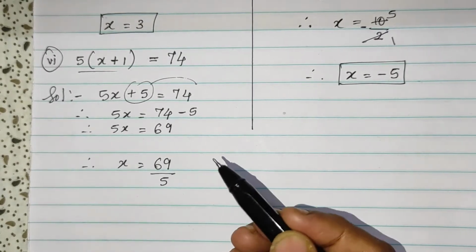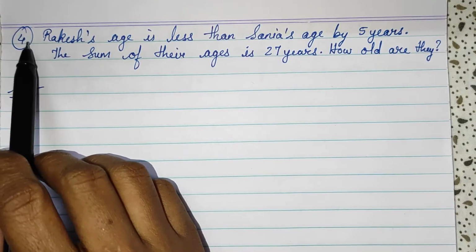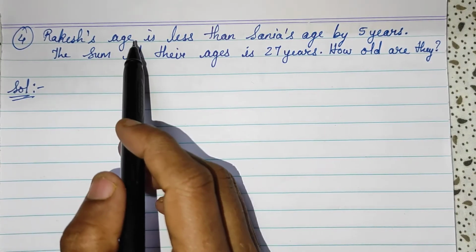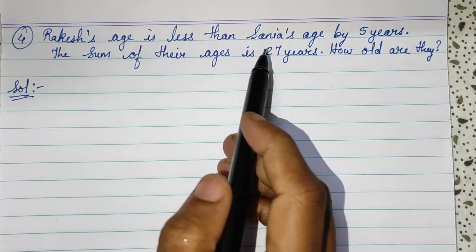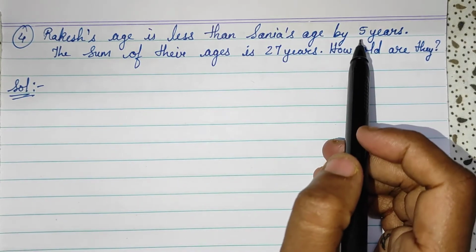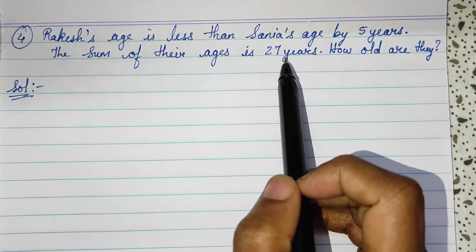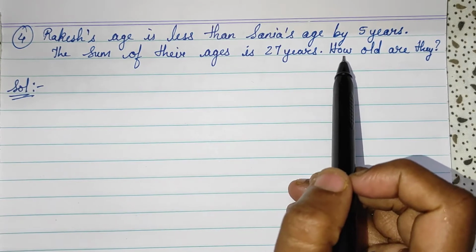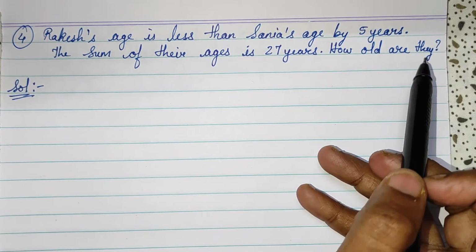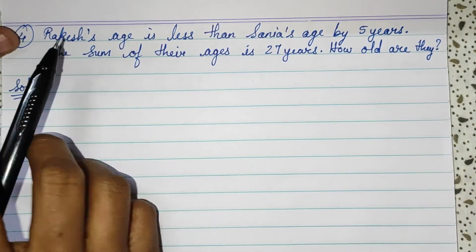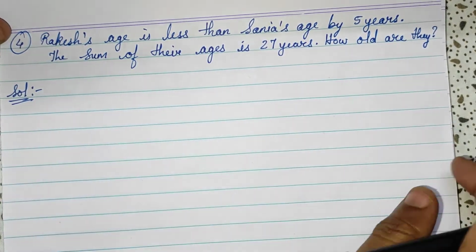Fourth sum. Rakesh's age is less than Sania's age by 5 years. The sum of their ages is 27 years. How old are they? Okay, so let's see how we will solve the sum.